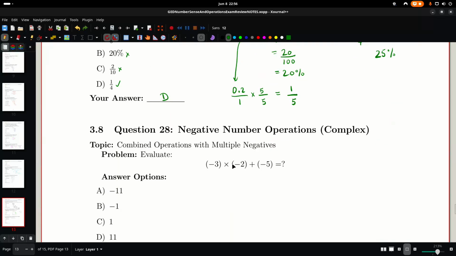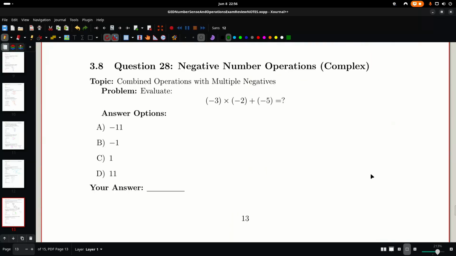Alright, question 28, negative number operations. So a little bit more with the integers here. If I multiply 2 negatives, I always get a positive. So negative 3 times negative 2 gives me positive 6. And then I'm adding negative 5, but if I add a negative, it's the same as just subtracting the positive. So we get 6 minus 5, which just gives us 1. So this one's going to be C.